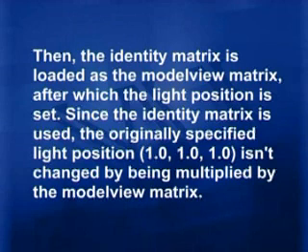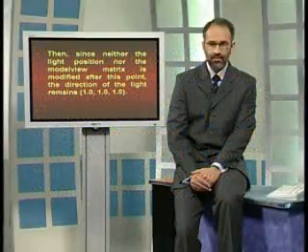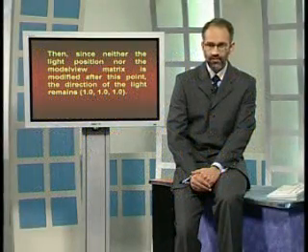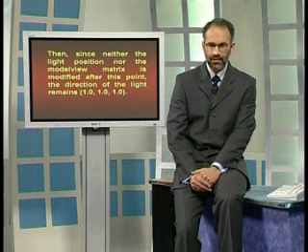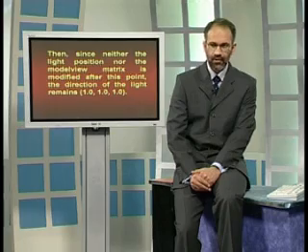Then the identity matrix is loaded as the model view matrix, after which the light position is set. Since the identity matrix is used, the originally specified light position 1.0, 1.0, 1.0 isn't changed by being multiplied by the model view matrix. Then since neither the light position nor the model view matrix is modified after this point, the direction of the light remains as 1.0, 1.0, 1.0.